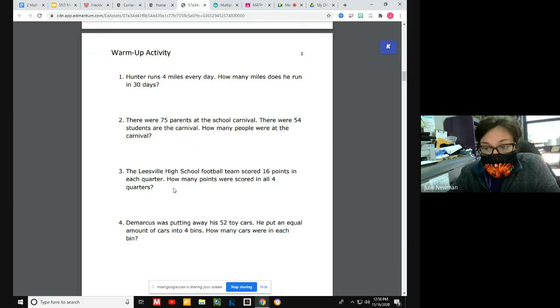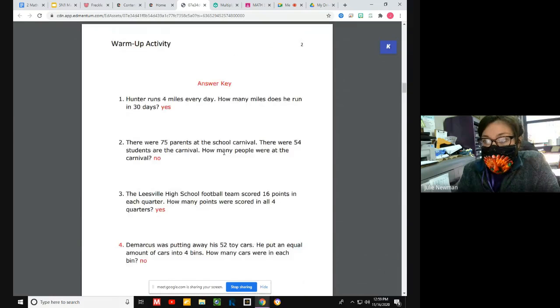Then on number 4, Marcus was putting away his 52 toy cars. He put an equal amount of cars into 4 bins. How many cars were in each bin? Oh, so this is wanting us to take 52 cars and divide them into 4 different bins. So no, we are not using multiplication here. It's very important to understand that you're going to have to find out what math problem you have to do in order to get the answer when working with word problems.